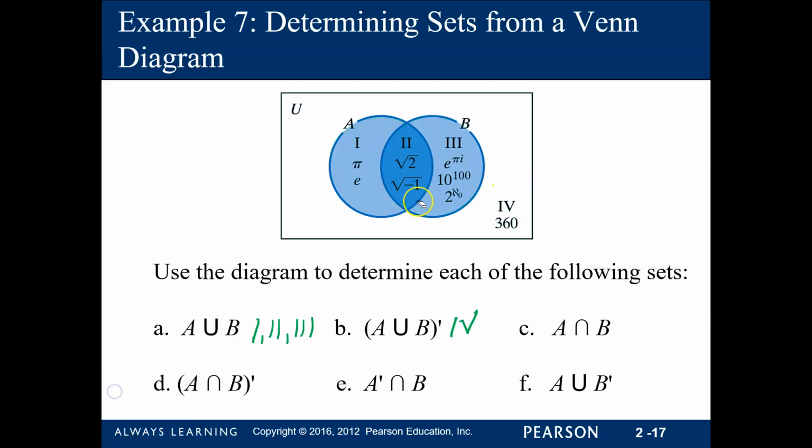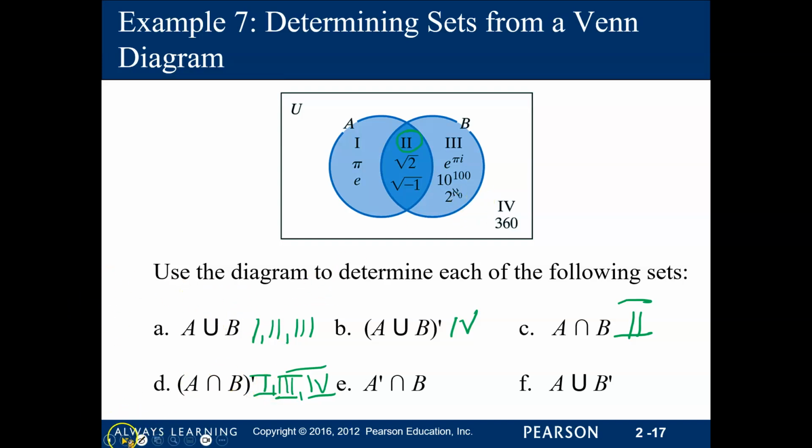Next, we have A intersection B. Oops, sorry, I got it wrong. So intersection is the overlap, and you can see that that overlap is area 2, okay? Now, area 2 is the overlap, the intersection. So now we're looking for the complement of A intersection B, that whole thing. So what is not area 2? You can see that that would be 1, 3, and 4. Okay? 1, 3, and 4.